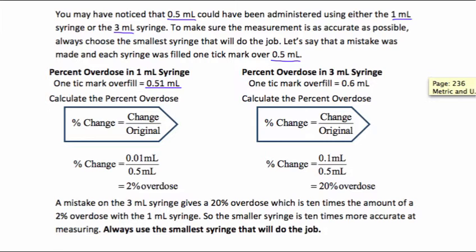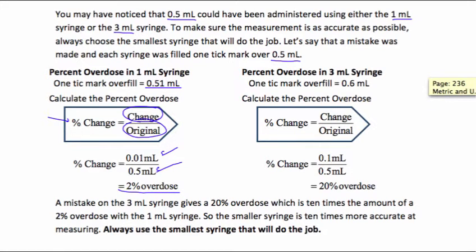So to calculate this overdose, remember we're going to use a percent increase. So that's the change over the original. So the change that happened here is the overdose that we gave. We gave them 0.01 milliliters too much up top. The original is a 0.5 milliliter dose. So that gives us a 2% overdose with that smaller syringe.